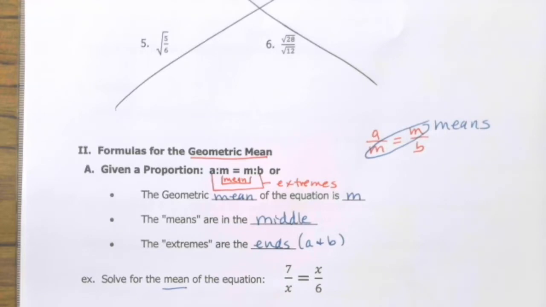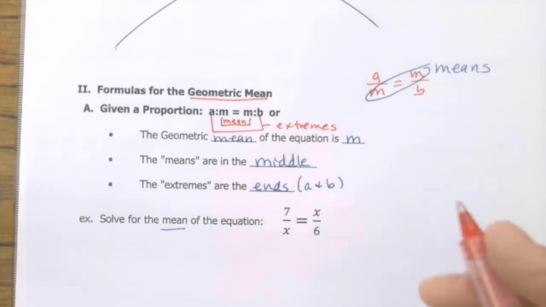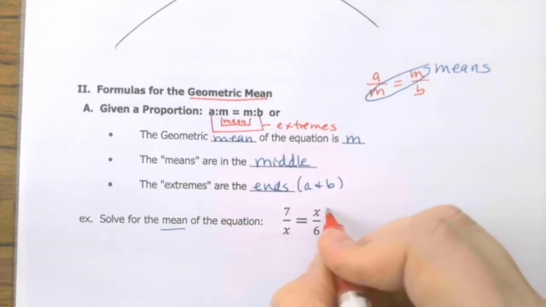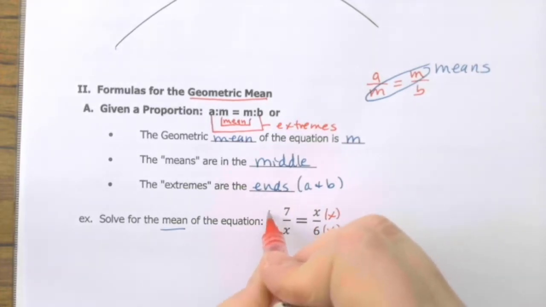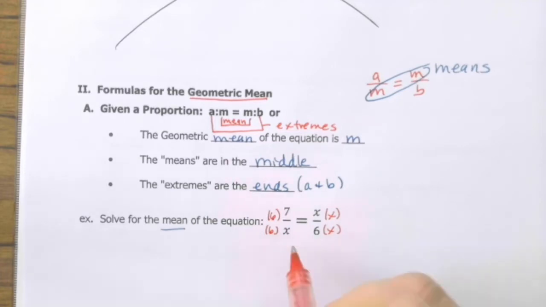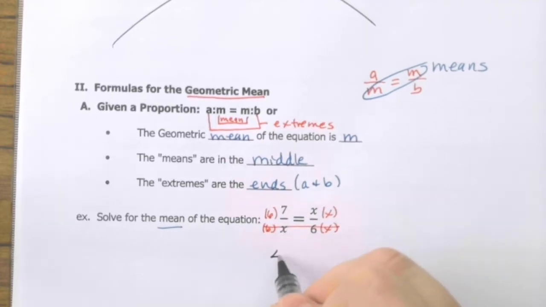Okay, so we're going to solve this. Let's get a common denominator first. So this one needs an x. We multiply by x over x. This one needs a 6. We multiply by 6 over 6. Of course, now that the bottoms match, we can cancel them out. And we have 42 equals x squared.